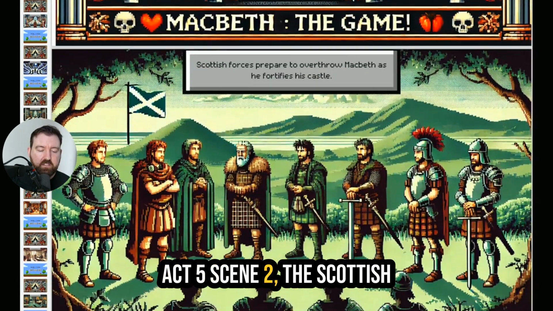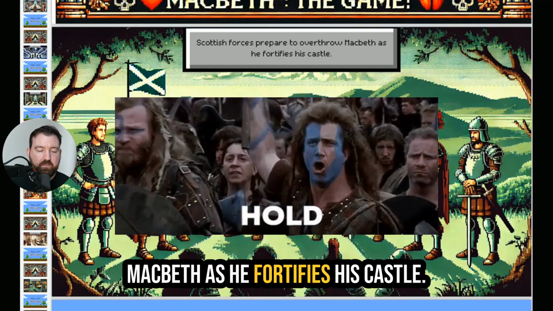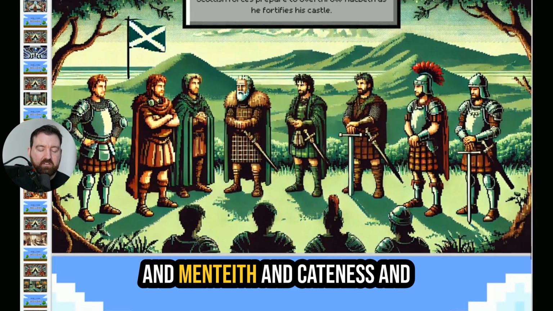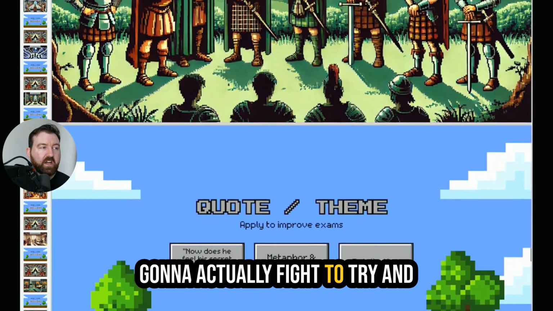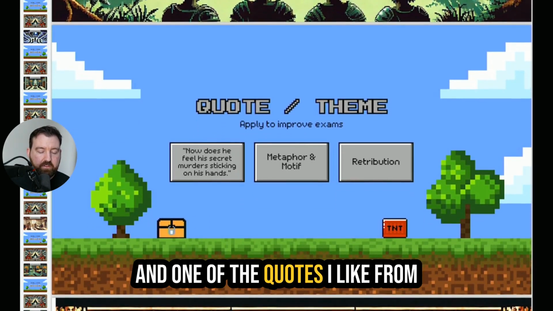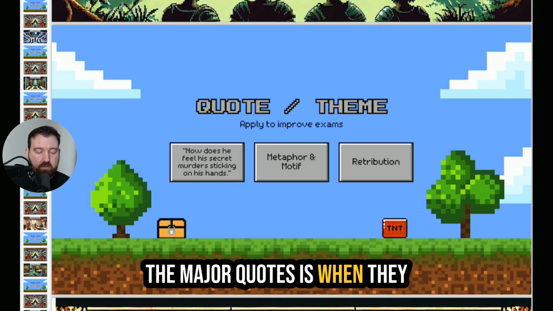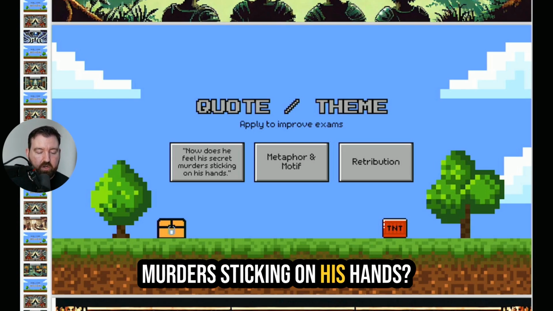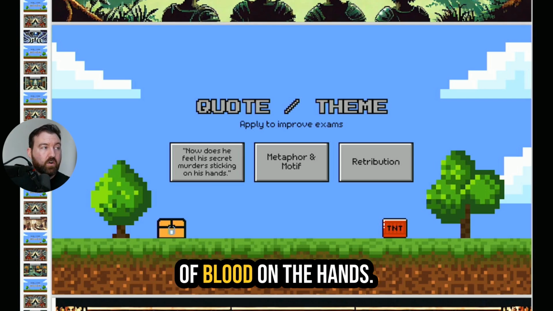Act 5, Scene 2. The Scottish forces prepare to overthrow Macbeth as he fortifies his castle. So you've got a meeting of Malcolm and Menteith and Caithness and Seward and all these guys that are going to actually fight to try and get Malcolm back on the throne. And one of the quotes I like from this scene, one of the major quotes, is when they say, "Now does he feel his secret murders sticking on his hands?"